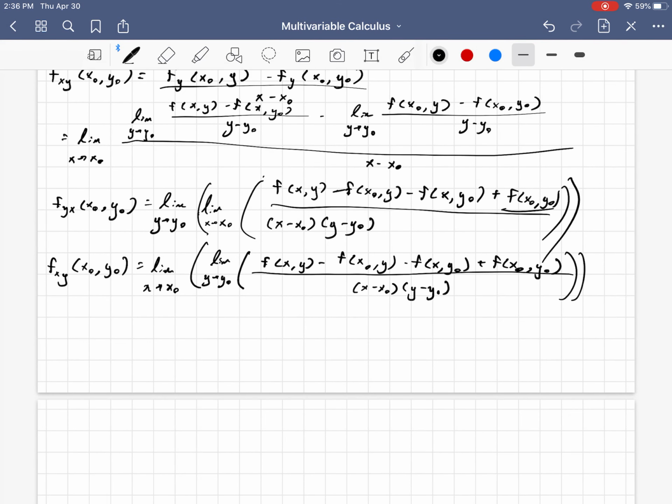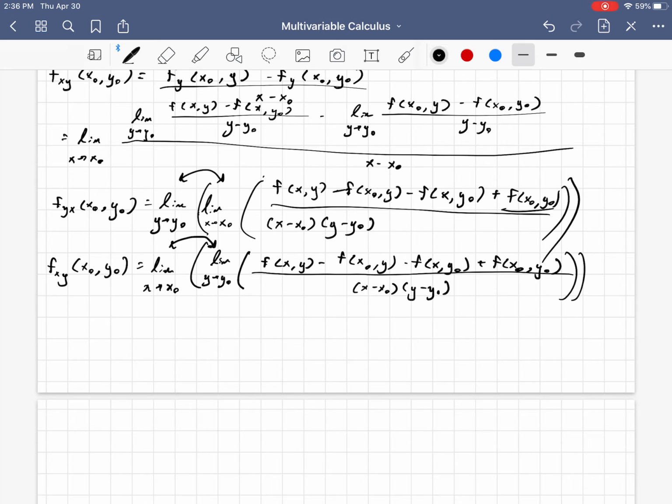Since we assume the mixed partials with respect to x and then y, or with respect to y and then x, to be continuous, the order in which we evaluate these limits doesn't matter, because since they're continuous, we can just directly substitute in and get some numbers. And so in other words, the order in which we evaluate these limits isn't going to matter, since we assume continuity.